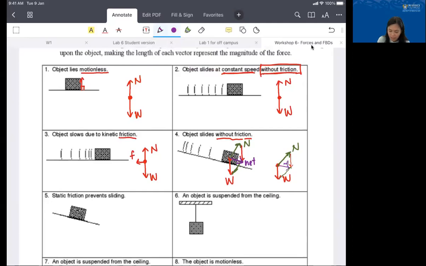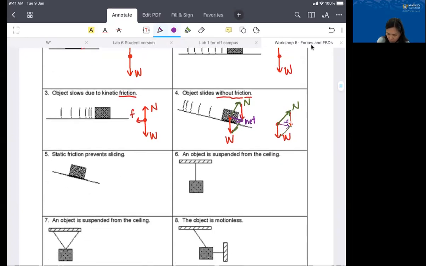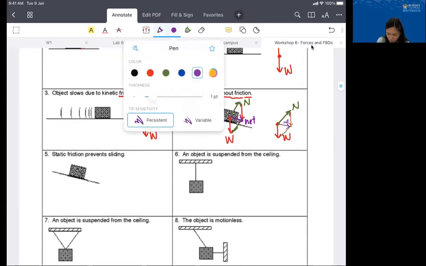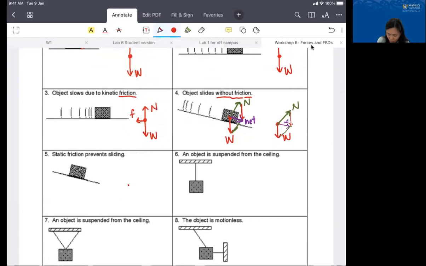Okay, so the next one, static friction that's preventing the sliding. So it's like question 4, except this time you need to add a friction force. So again, draw the obvious. You should have a weight force that's downwards. Okay, and then you have this normal force.